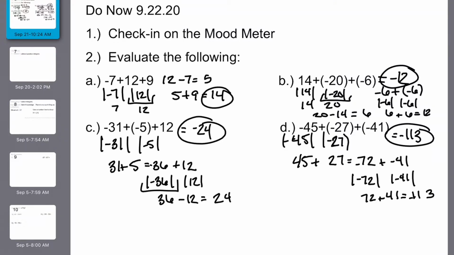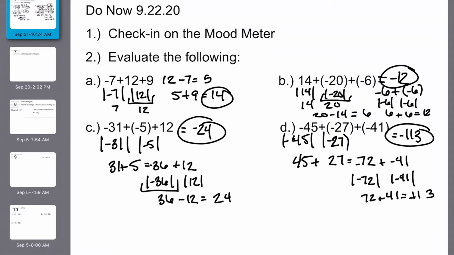For C, I find the absolute value of negative 31 and negative 5. They're the same signs, so I add 31 plus 5, and I get negative 36. Then I add positive 12, which leads me to get negative 24.